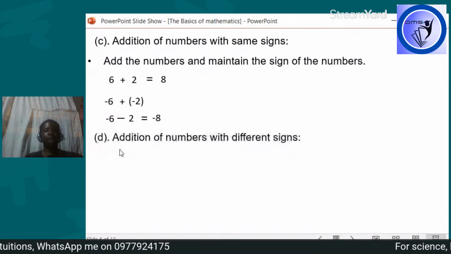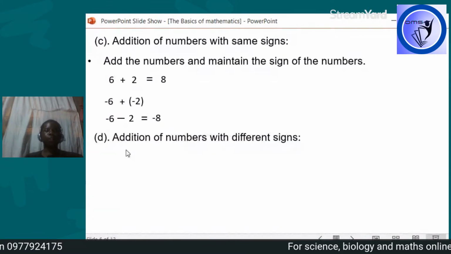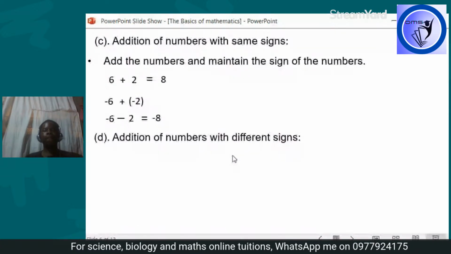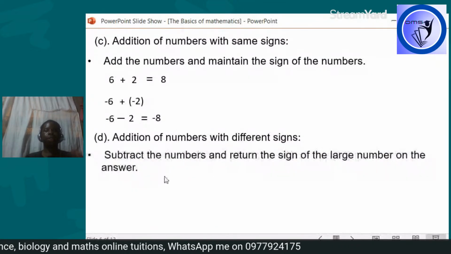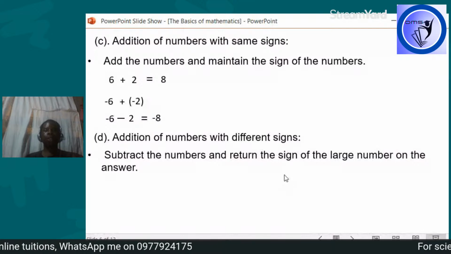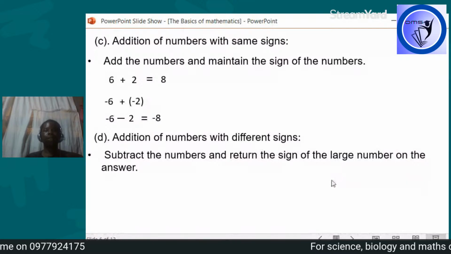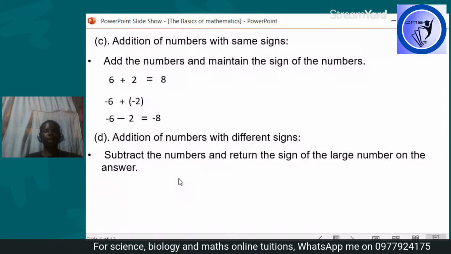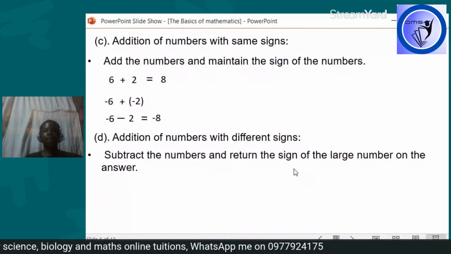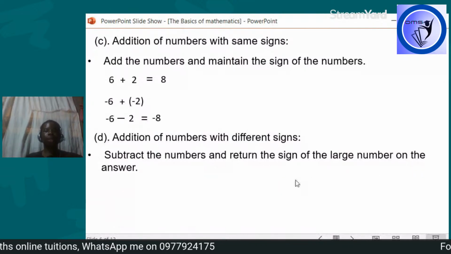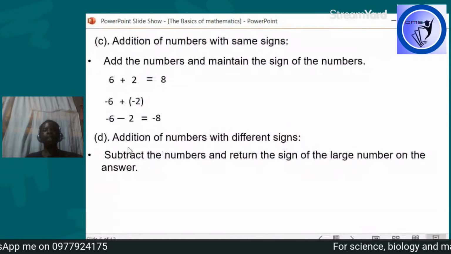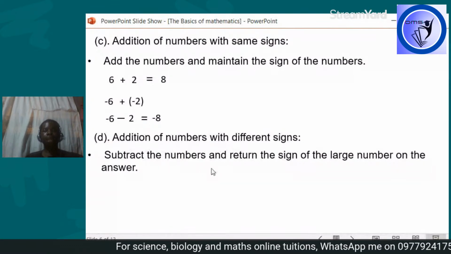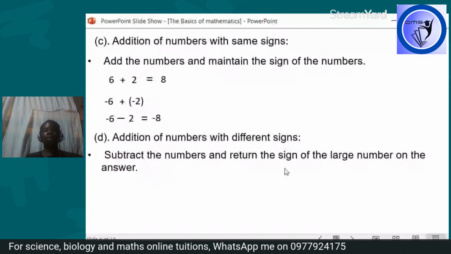So let's look at another condition. Addition of numbers with different signs. Now you are adding numbers that have different signs. What do you do? Subtract the numbers and return the sign of the large number on the answer. You get it, this is now getting into detail. When you are dealing with addition of numbers with different signs, you subtract the numbers and retain the sign of the large number on the answer.